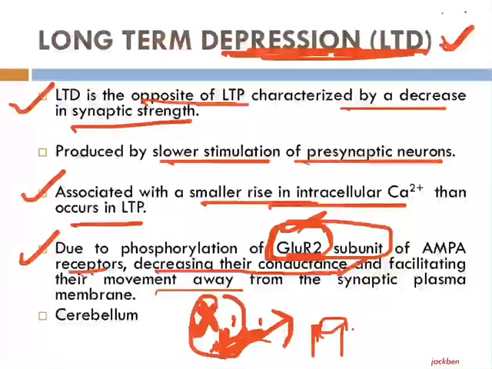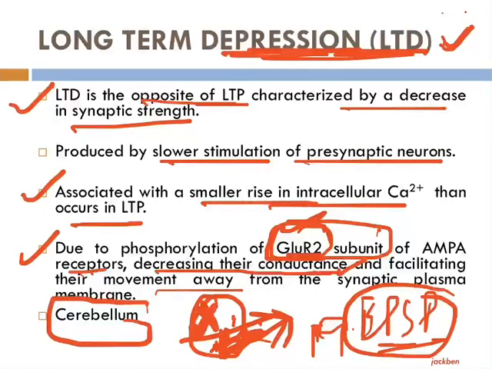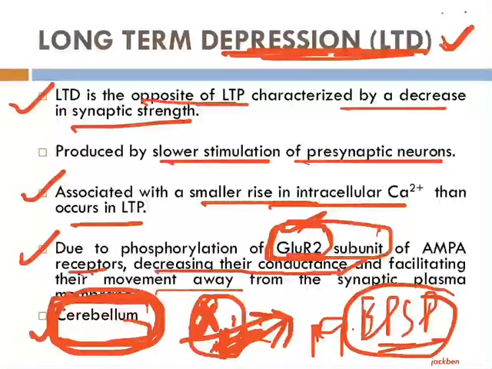So there will be less generation of the excitatory postsynaptic potential, and there will be reduction in the generation of the action potential. It happens in certain areas of the cerebellum, like in certain sorts of learning processes in the cerebellum. This type of long term depression happens over there.